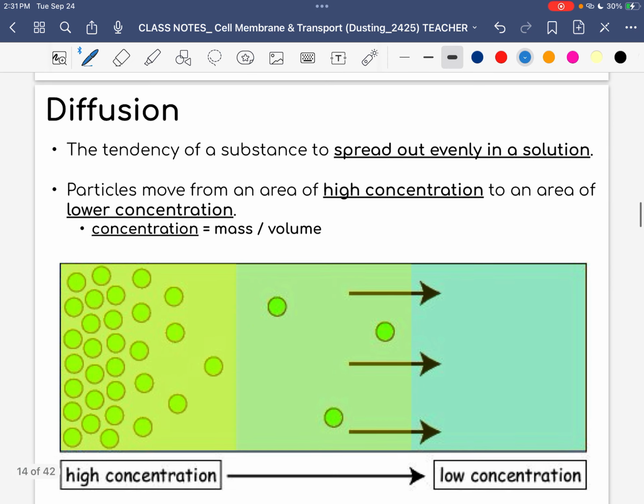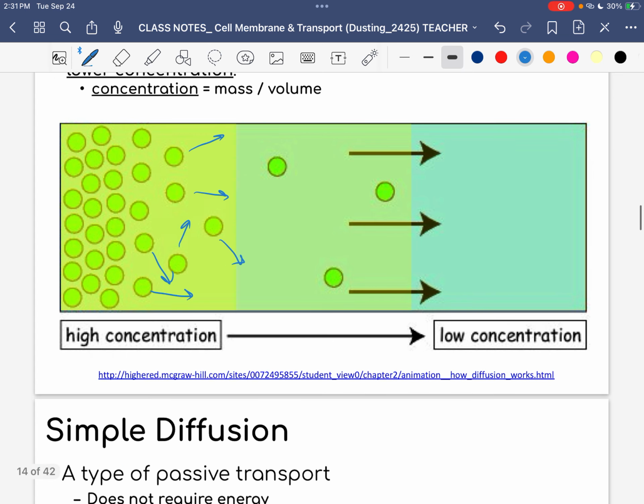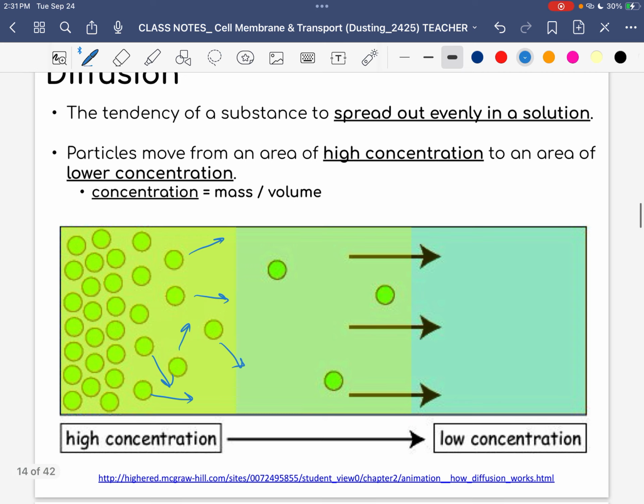So what is diffusion? Diffusion is just the tendency of a substance to spread out through an area, and the molecules want to spread out equally in an area. They don't want to crowd. They want to be spaced out equally in a certain area. So over time, if you start with molecules that are together like this, over time these molecules are going to start to spread out in the solution, okay?